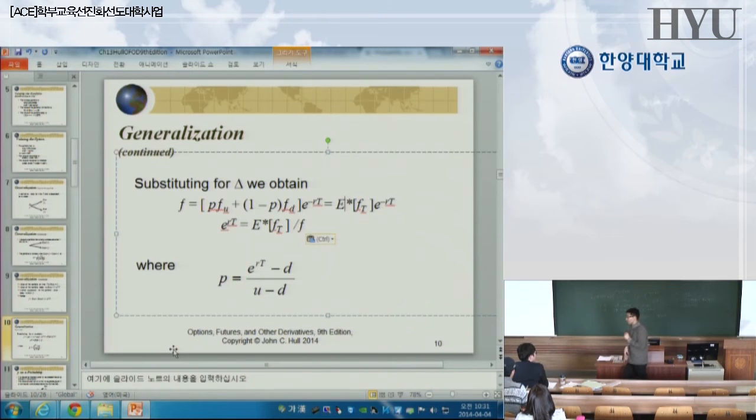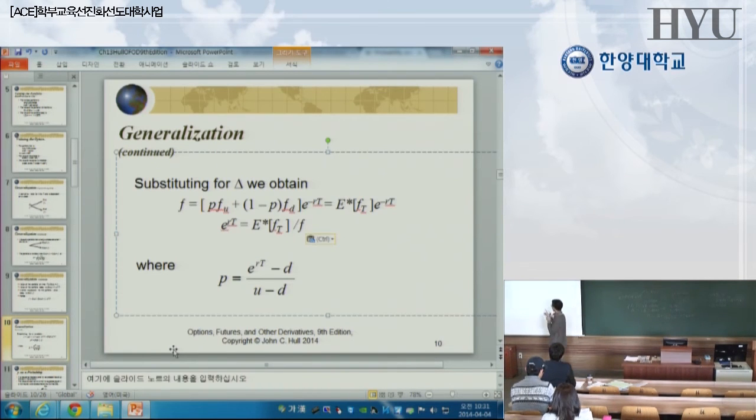So P becomes negative, okay? By definition, U minus D is always positive. And if P is negative, it means that e to the RT is smaller than D, which means that D is higher than the risk-free rate. So my question is, is it possible that e to the RT is lower than D? Do you think that is possible? In this world, why is it not possible?